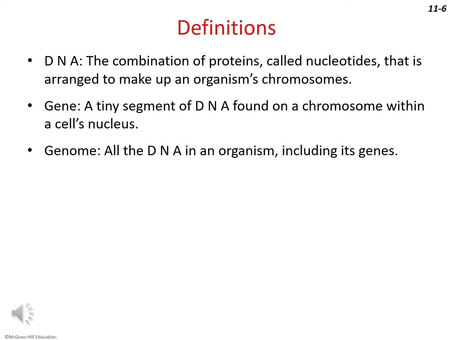DNA is the combination of proteins called nucleotides that is arranged to make up organisms' chromosomes. A gene is a tiny segment of DNA found on a chromosome within a cell's nucleus. And a genome is all the DNA in an organism, including its genes.